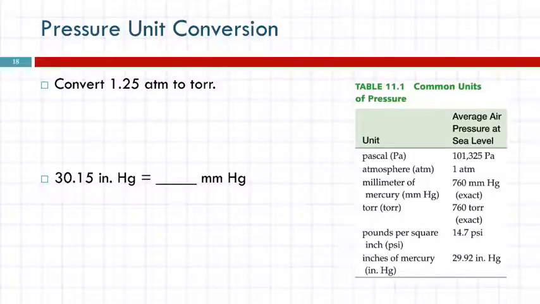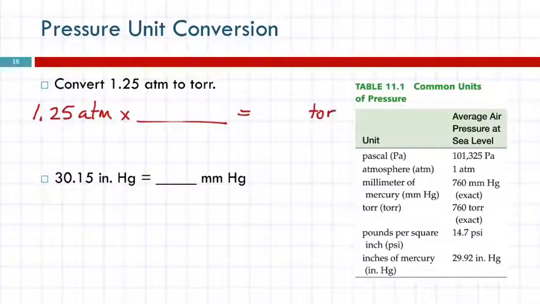So I'm just going to start by writing what I've been given, 1.25 atmospheres. I'm going to have 1 conversion factor, and I want to end up with torr. So that means I'm going to put torr in the numerator and atmospheres in the denominator. Dimensional analysis, we're just using the units to tell us what to do. So I'm going to multiply by torr and divide by atmospheres. Then I go over here and look up the relationship. 1 atmosphere equals 760 torr. So 1 atmosphere in the bottom, 760 torr on top.